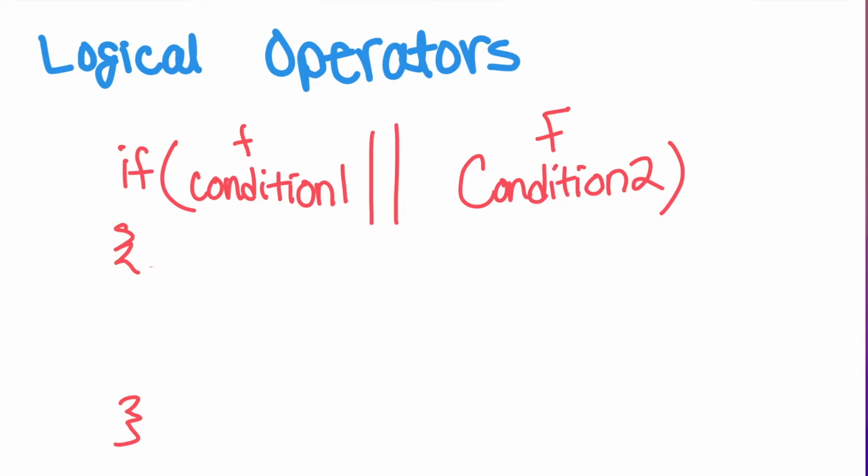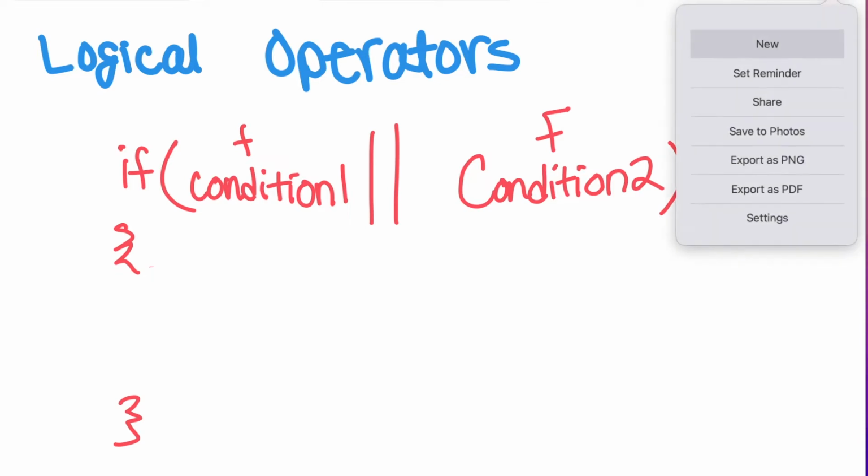And then the other operator is the NOT operator, and that's the opposite. So if it's true, it's false. If it's false, it's true. So I'm going to go over these three right now.